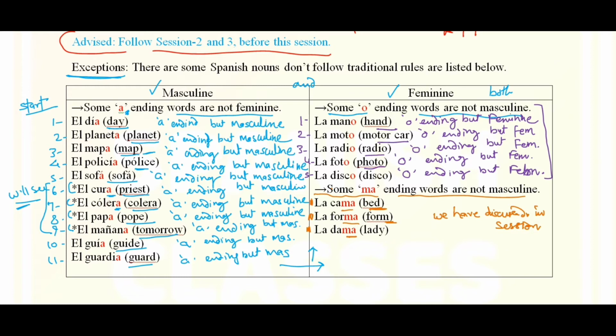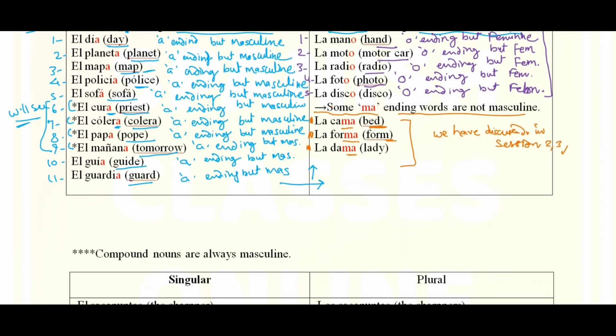That's why I have recommended going through sessions 2 and 3, because this chapter is closely related to sessions 2 and 3. Here I have listed other words we will be seeing in some time. We will be looking at what words we'll see here.